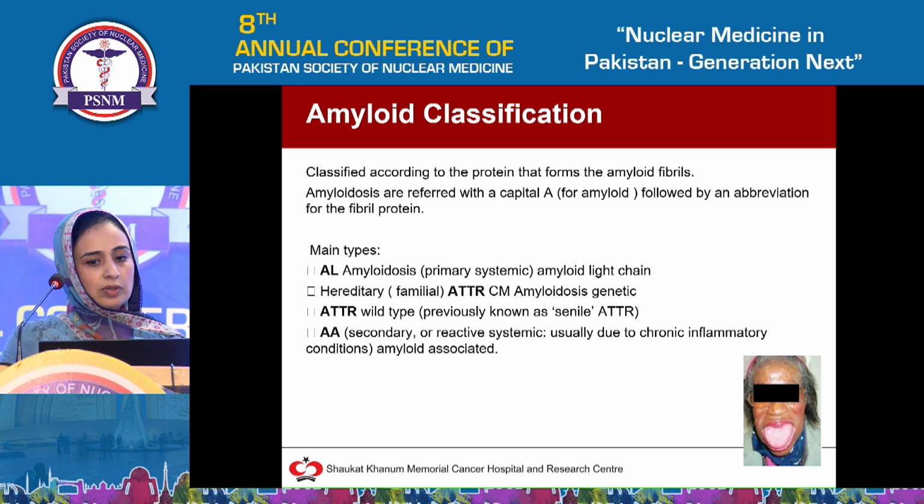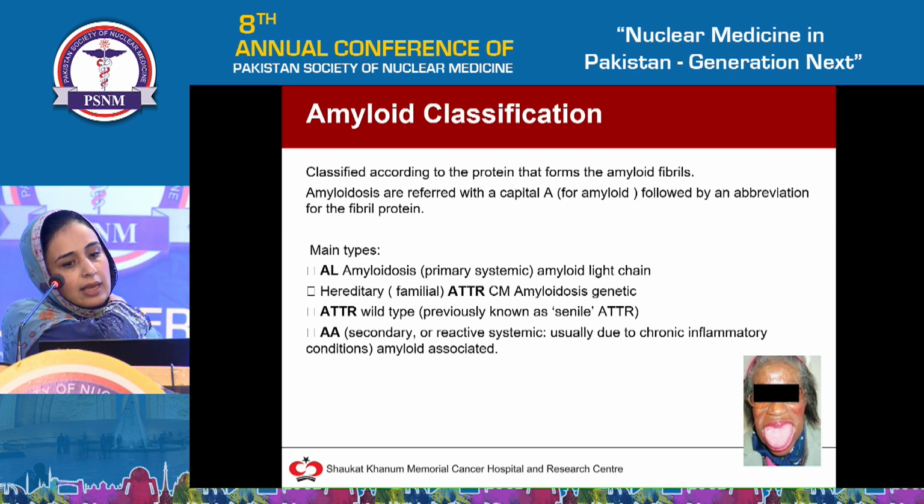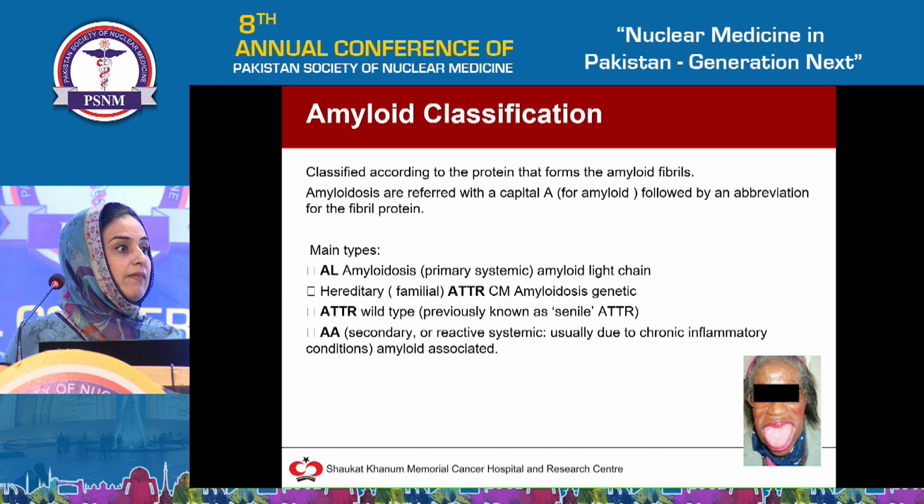So AL amyloidosis is the amyloid light chain, which is what you get in myelomas, and this was previously called primary systemic. Then there are the ATTR, and then there is amyloid associated, which is the type of amyloidosis you get in chronic inflammatory disorders.